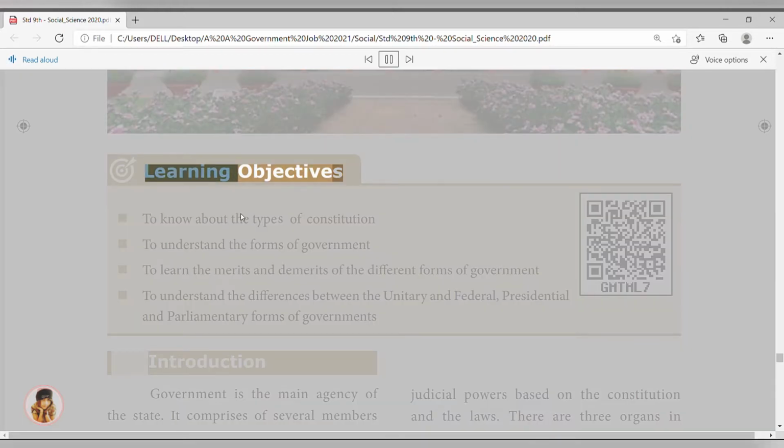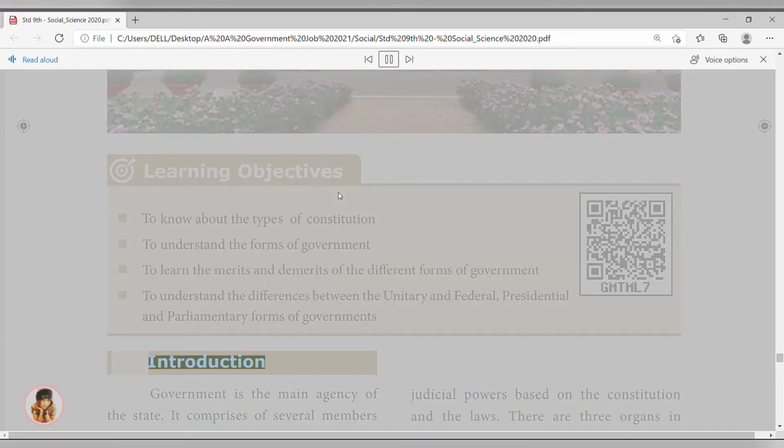Learning objectives. To know about the type of constitution. To understand the forms of government. To learn the merits and demerits of the different forms of government. To understand the differences between the unitary and federal, presidential and parliamentary forms of governments.